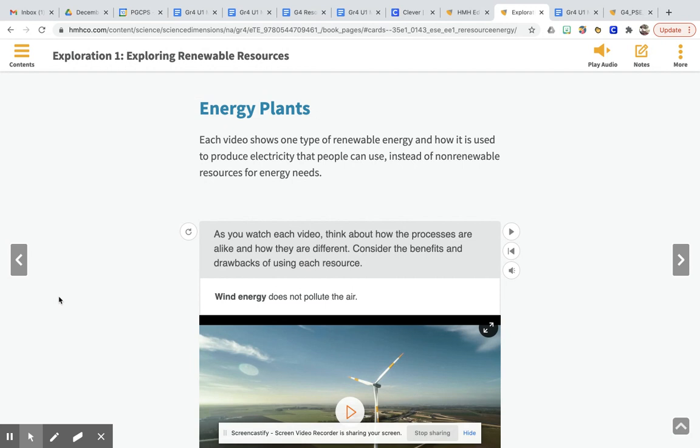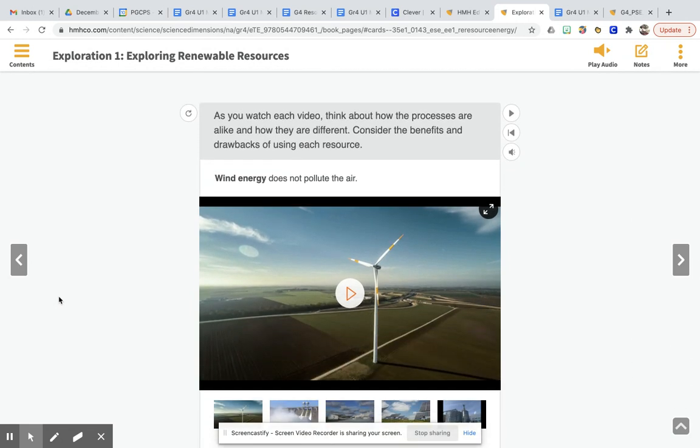Energy plants. It says each video shows one type of renewable energy and how it is used to produce electricity that people can use instead of non-renewable resources for energy needs. It says, as you watch each video, think about how the processes are alike and how they are different. Consider the benefits and drawbacks. That was that word we talked about yesterday. Drawbacks are our cons or things that are not so good of using each resource. All right, let's check out these videos.